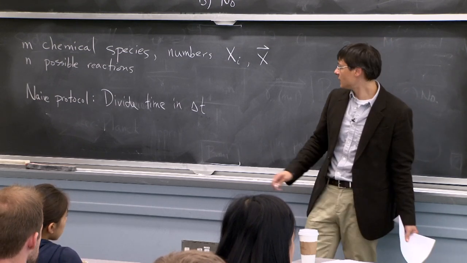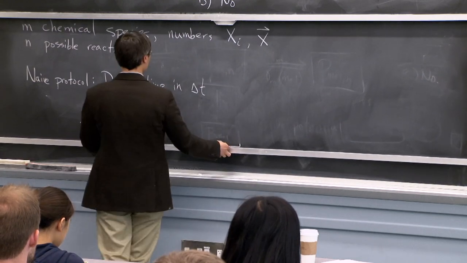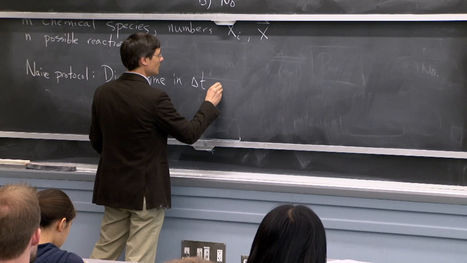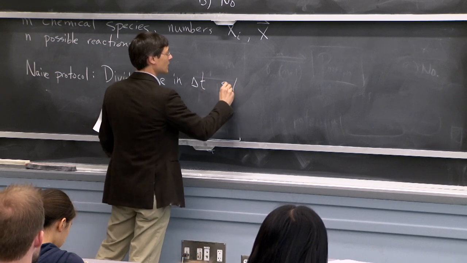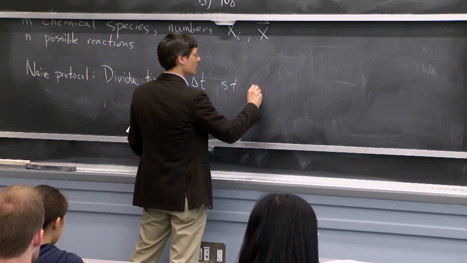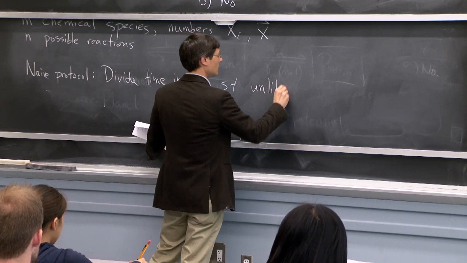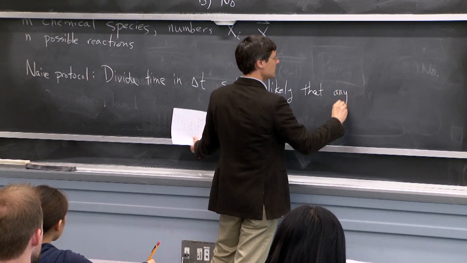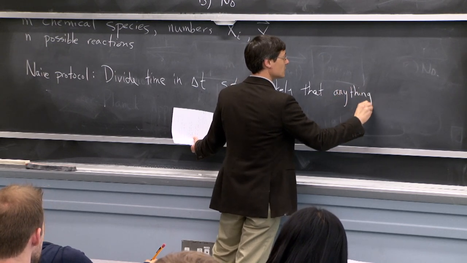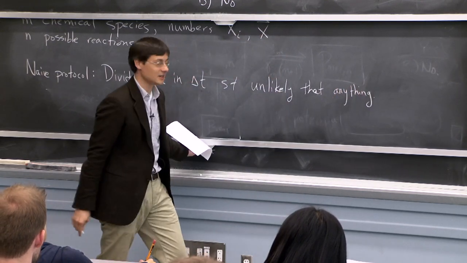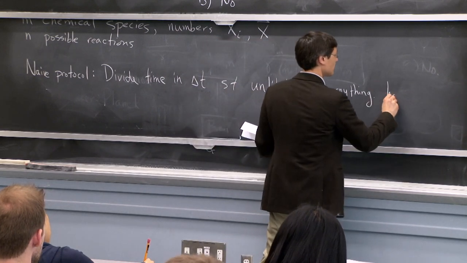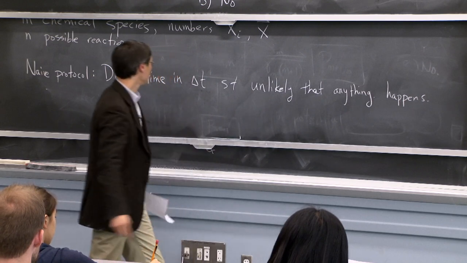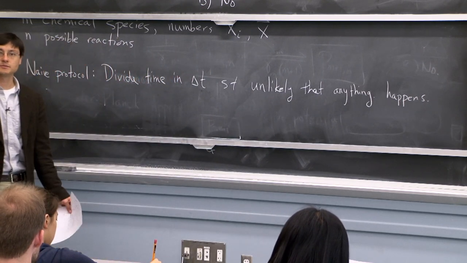That's right. For this to work, delta t has to be such that it's unlikely for anything to happen. But this is already a problem, because that means that we're doing a lot of simulations and nothing's happening. How do we figure out what that probability is?